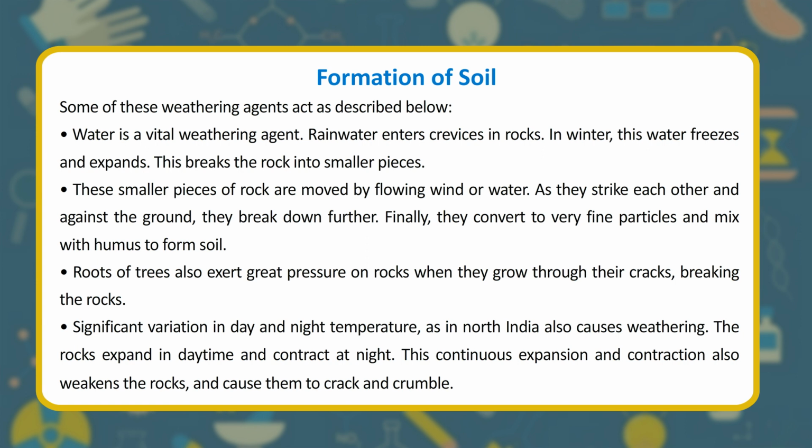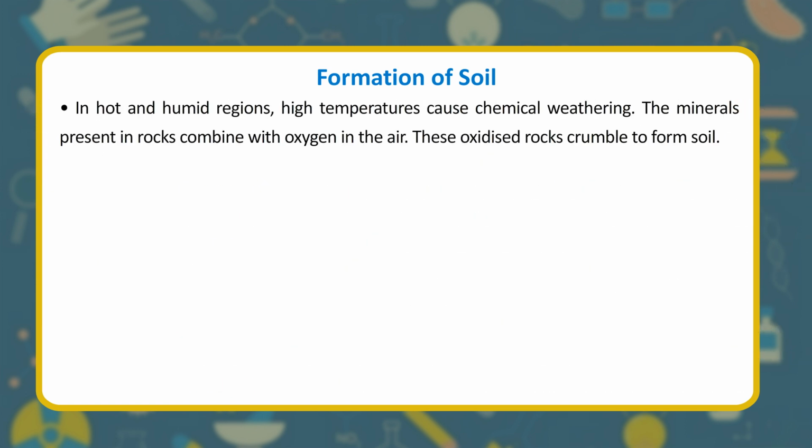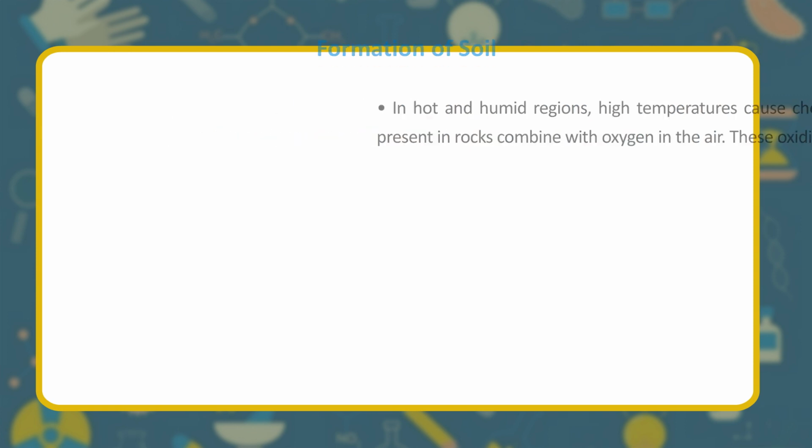Significant variation in day and night temperature, as in North India, also causes weathering. The rocks expand in daytime and contract at night. This continuous expansion and contraction also weakens the rocks and causes them to crack and crumble. In hot and humid regions, high temperatures cause chemical weathering. The minerals present in rocks combine with oxygen in the air. These oxidized rocks crumble to form soil.